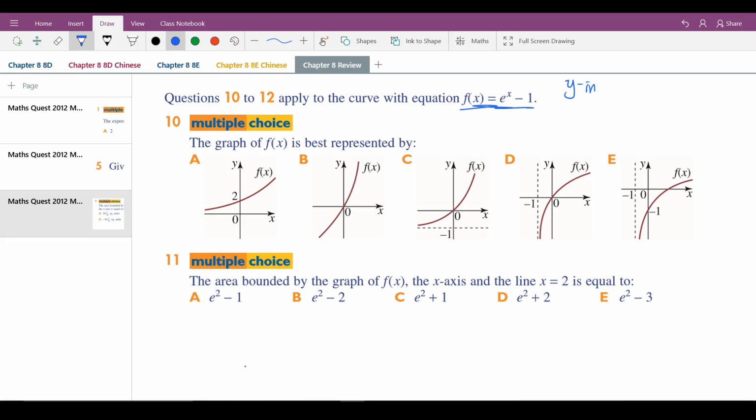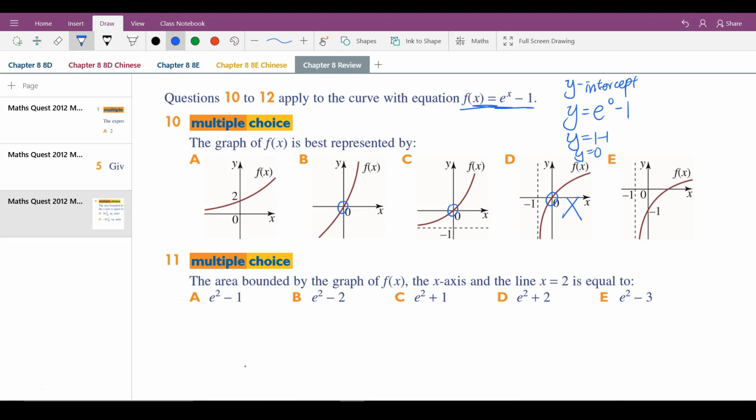Y-intercept. So when x equal to 0, e to the power of 0 is 1. Anything to the power of 0 is just 1. So y equal to 1 minus 1, y equal to 0. So which one has a y equal to 0 intercept? We've got 1 here, and we've got 1 here. Oh, and this one as well. But we know this one is not an exponential increase, so you're not the right answer.